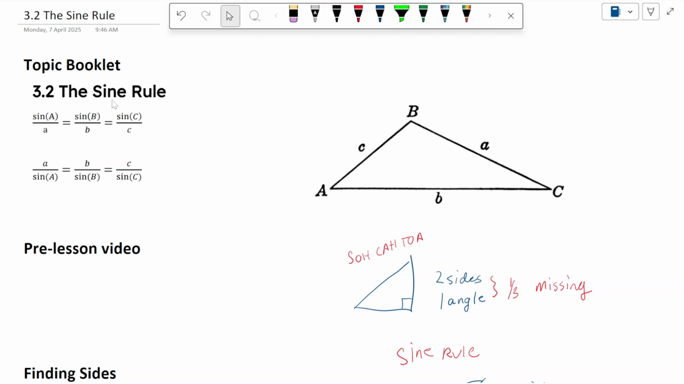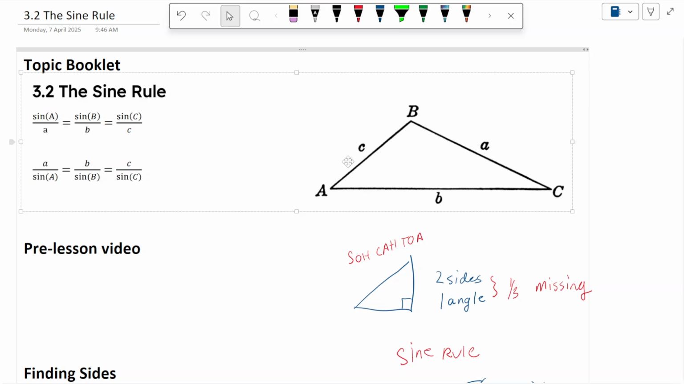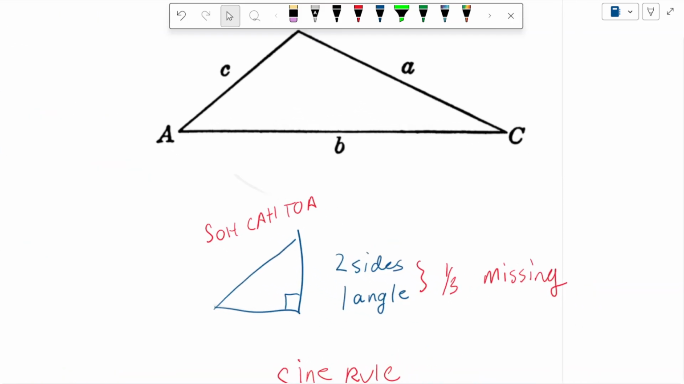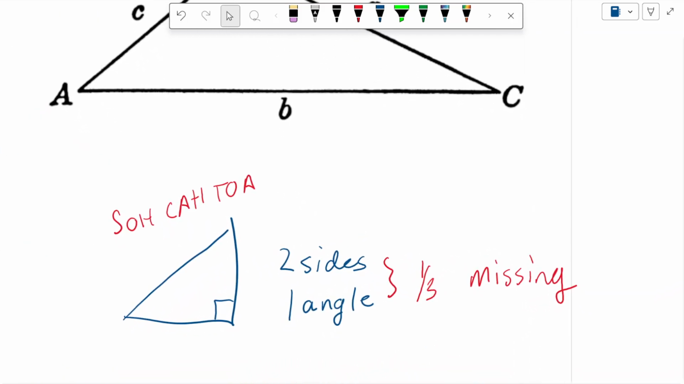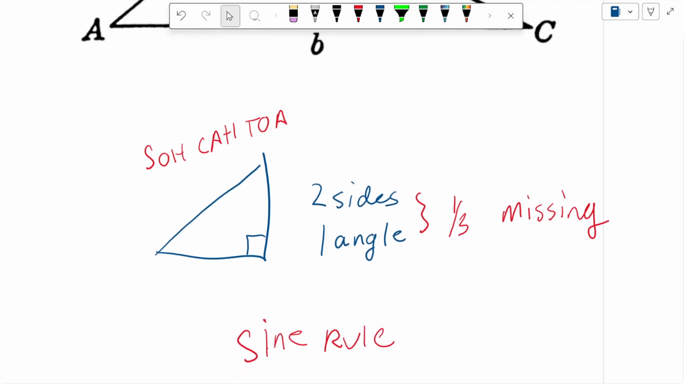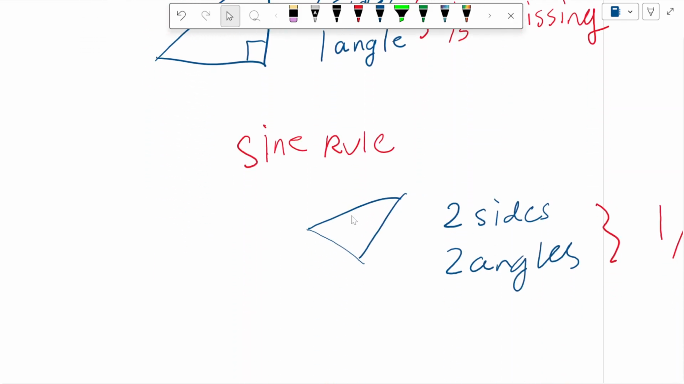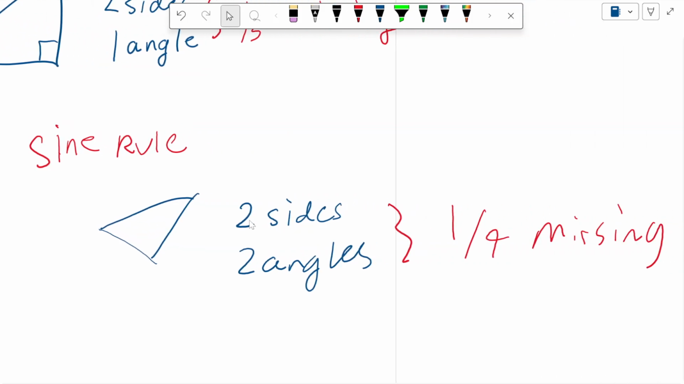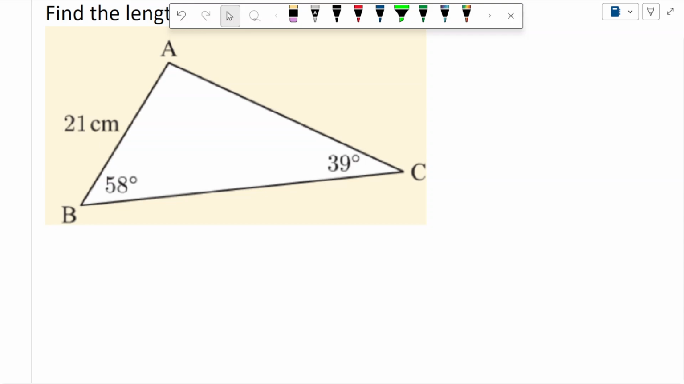Okay, in this video we're looking at the sine rule, and this will be our first rule for non-right angled triangles. Previously we had SOHCAHTOA for right angled triangles. That was when you had two sides and an angle, and 1 out of 3 of those things missing. The sine rule works on any triangle, and it's about having 2 sides and 2 angles, and 1 out of 4 of those things missing. So you're finding the fourth one, whatever that is.